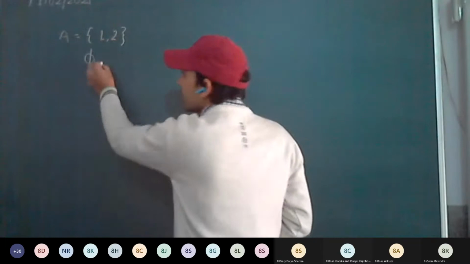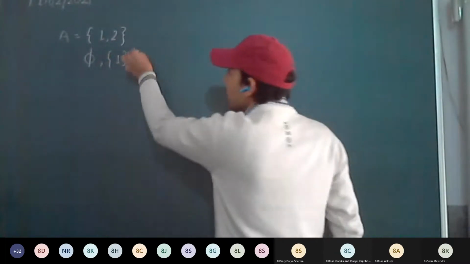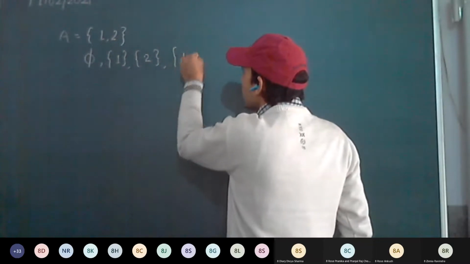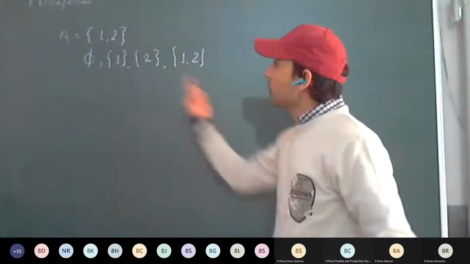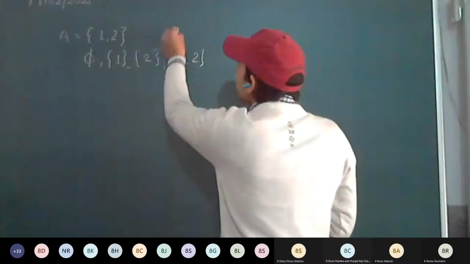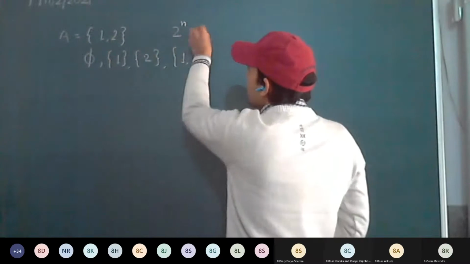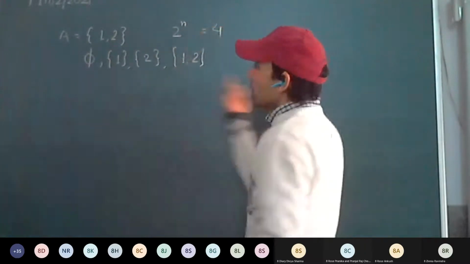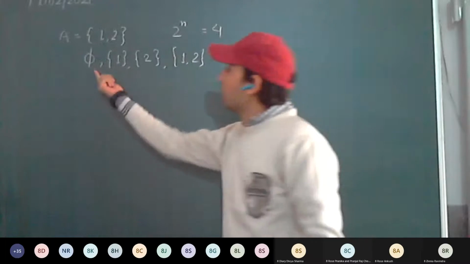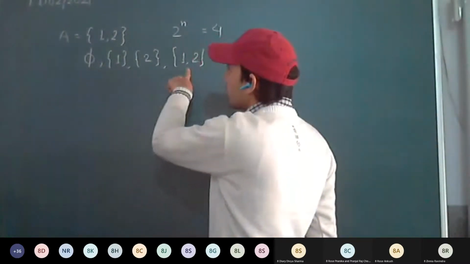The null set, {1}, the set containing 1, {2}, and {1, 2}. So these are the subsets. How many? 2 raised to power n, where n is the cardinal number, that is the number of elements, which is 2. Therefore, how many are there? 4. So the number of subsets is 4. 1, 2, 3, 4.